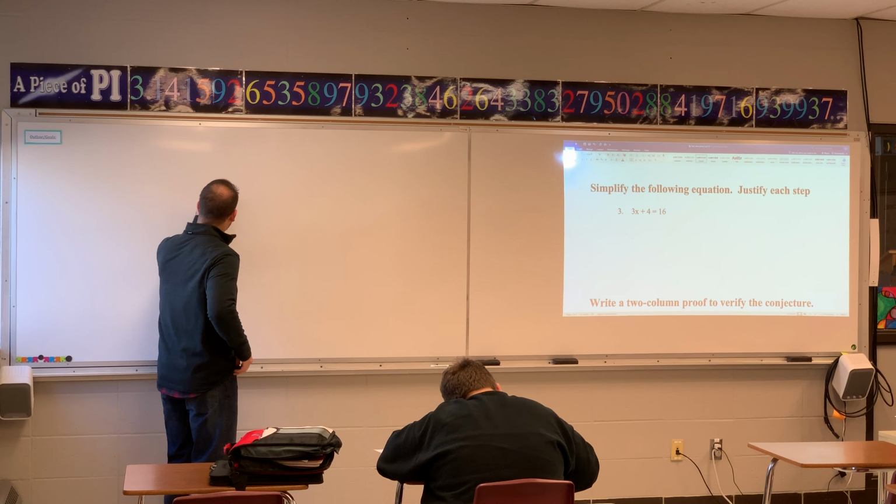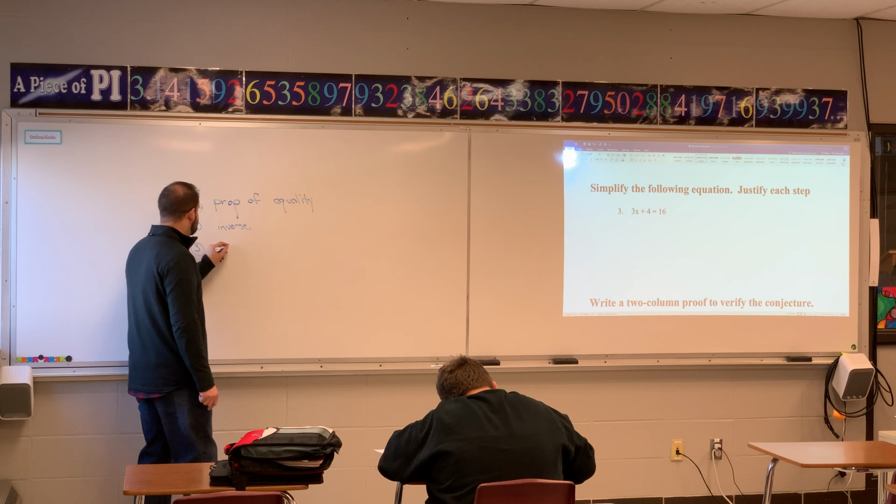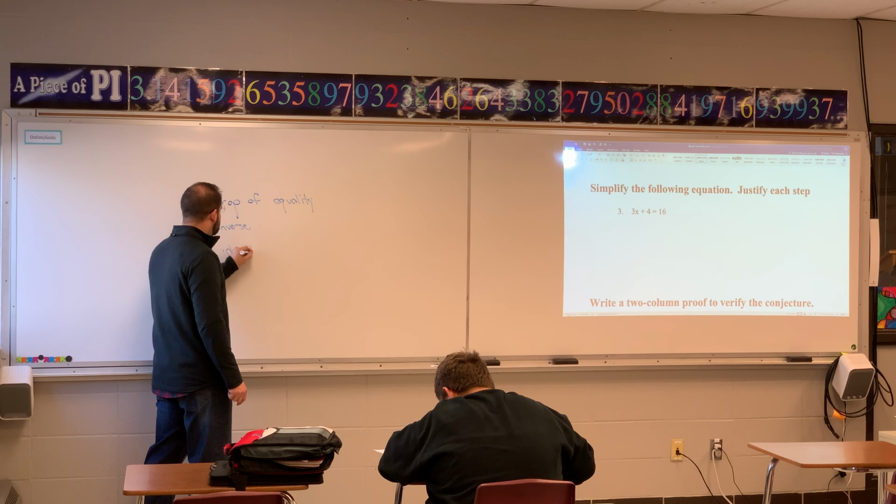Step 1 is property of equality. Step 2 is some type of inverse. There are 2 inverses, and whichever rabbit hole you're in, that's the one you pick. Step 3 is some type of identity. And yes, you have to tell me explicitly which identity, same with the inverse, there are 2, you have to pick one. And number 4 is some type of substitution. That's usually the order we go in, okay?